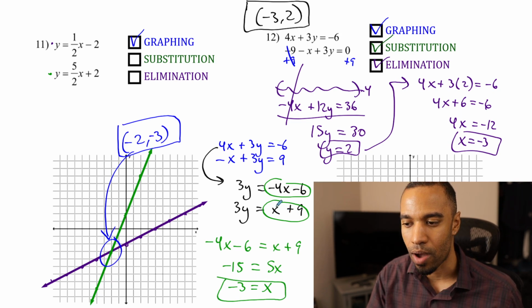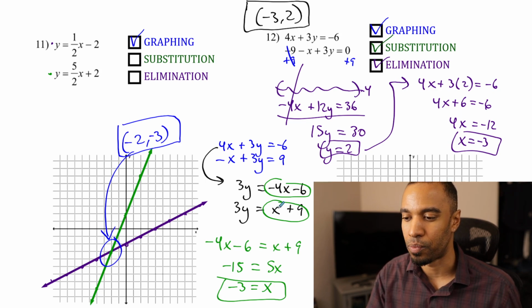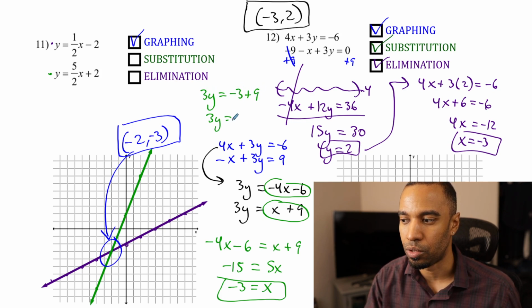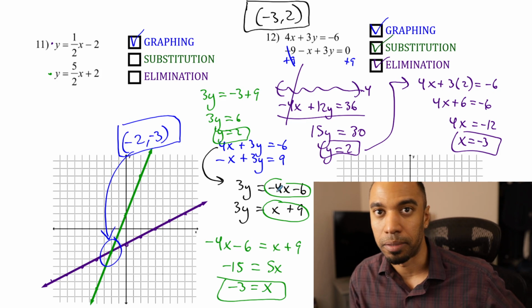Now in terms of solving for y, I didn't fully isolate y, so I still have to divide by 3 in the end. I'll do it in that bottom one there. 3y equals negative 3 plus 9. 3y equals 6. y equals 2. So I got my negative 3, 2 once more like I did the last time.